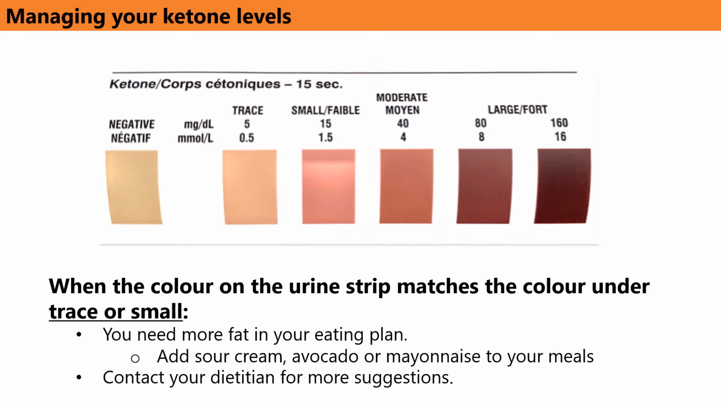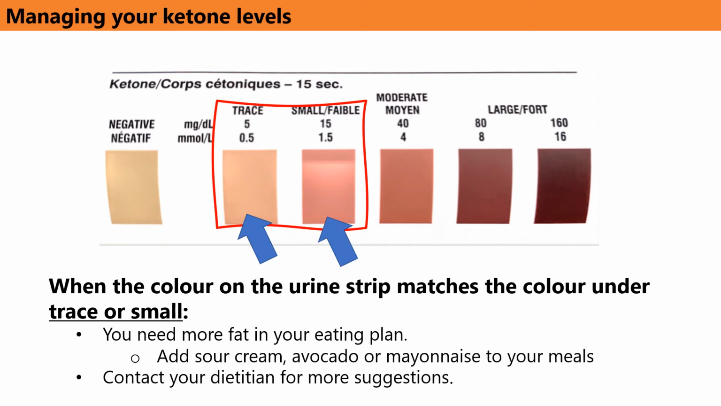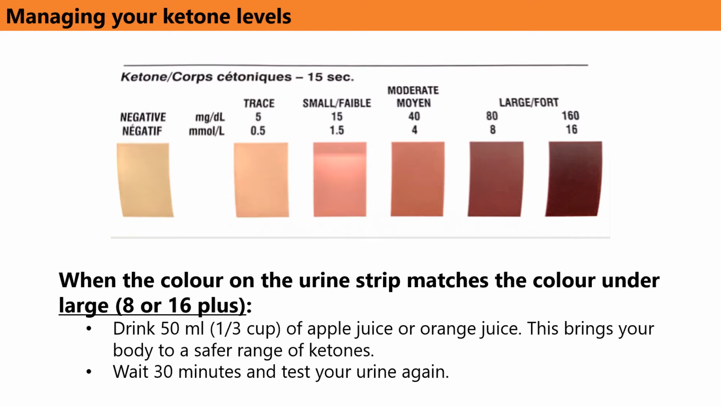When the color on the urine strip matches the color under trace or small, you need more fat in your eating plan. Some examples include adding sour cream, avocado, or mayonnaise to your meals. You may contact your dietitian for more suggestions. When the color on the urine strip matches the color under large, 8 or 16 plus, drink 50 milliliters or about 1/3 of a cup of apple juice or orange juice. This brings your body to a safer range of ketones. After you've done this, wait about 30 minutes and test your urine again.